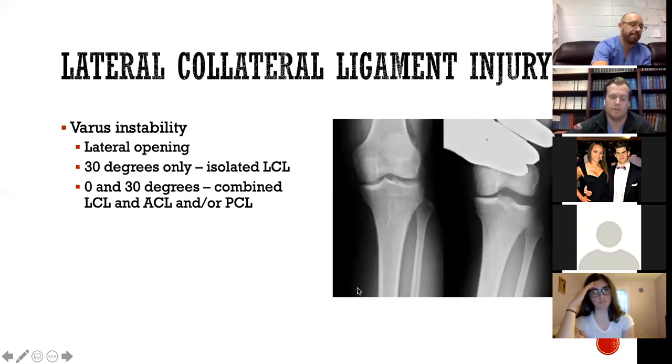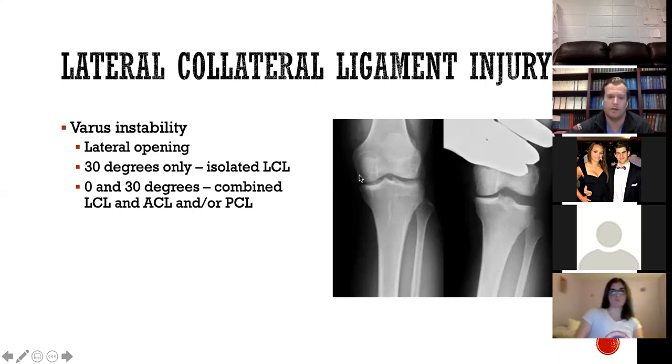Conversely, you can do an examination under anesthesia using fluoroscopy for an MCL injury as well, where you'll put a valgus load on the knee and observe for opening over the medial aspect of the knee. Similarly, you examine the knee at 0 degrees and 30 degrees. If it's only at 30 degrees, note that there's an isolated LCL tear, whereas if it's at 0 degrees and 30 degrees, you're likely to have a combined LCL and either ACL or PCL tear.